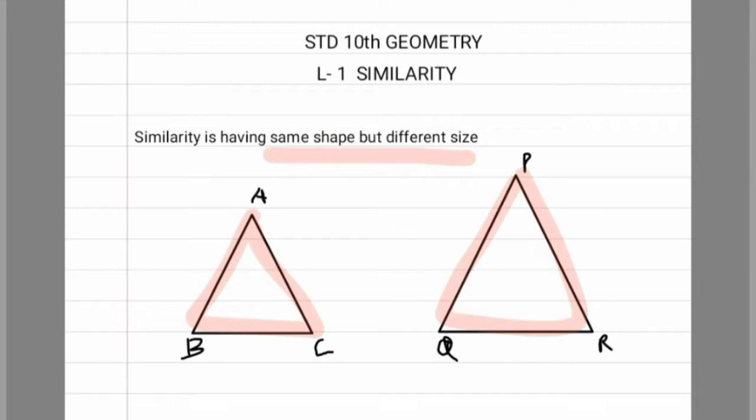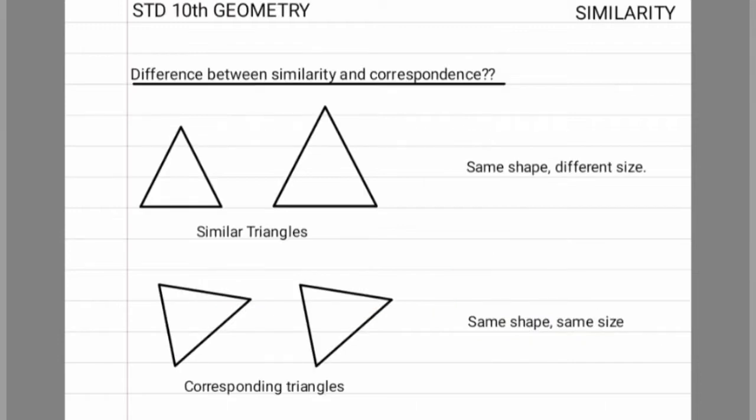Now you will have a question: what is the difference between similarity and correspondence? As I said, similar triangles have the same shape, different size, while corresponding triangles have the same shape and the same size. Here is an example of corresponding triangles. These are two triangles having the same shape as well as the same size. They are the perfect replica of each other, and if you try to keep them one on the other, they will coincide perfectly. This is the difference between similarity and correspondence.